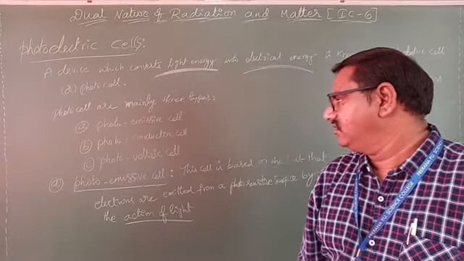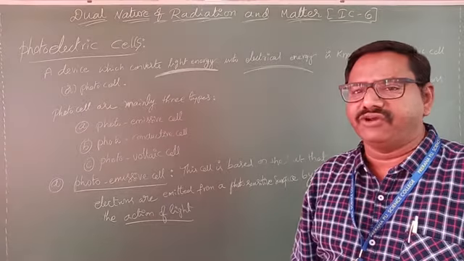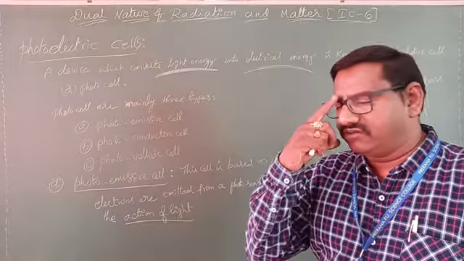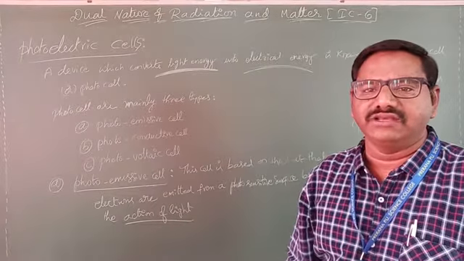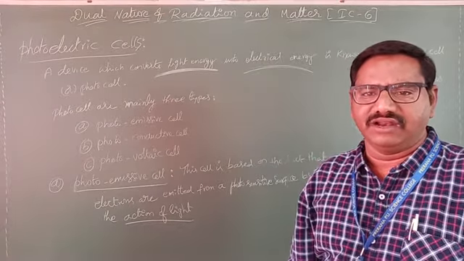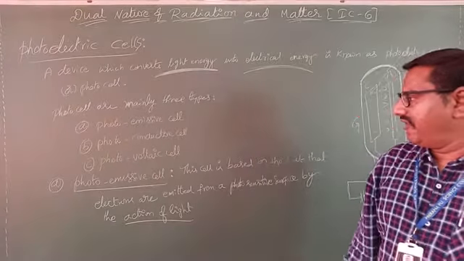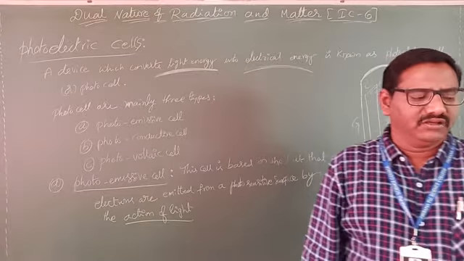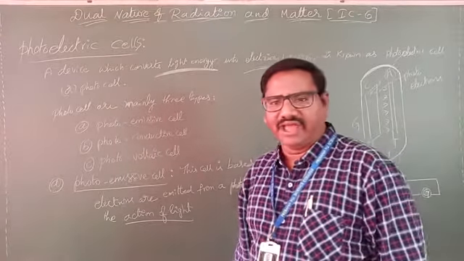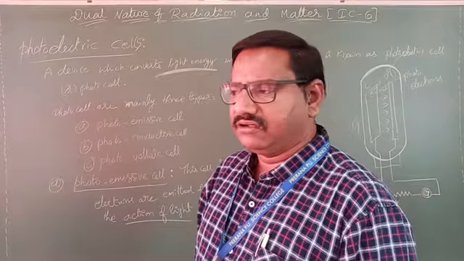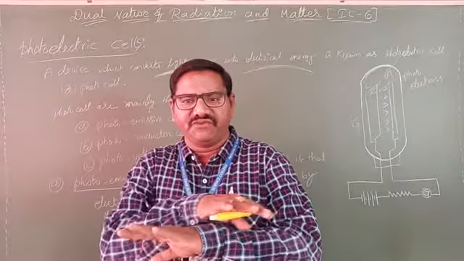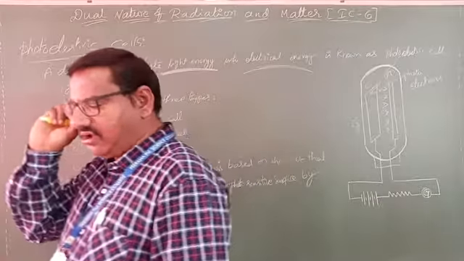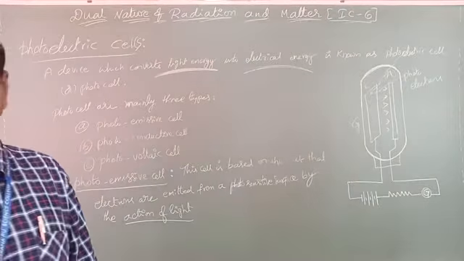Second one is, what is the second one? What are the types of photocells? First one is the emissive cell. In that emissive cell we have two: one is the vacuum type emissive cell and one more is the gas filled emissive cell. Now we are discussing the second one, that is the photoconductive cell. Here we consider one semiconductor that must be taken as a photosensitive material.